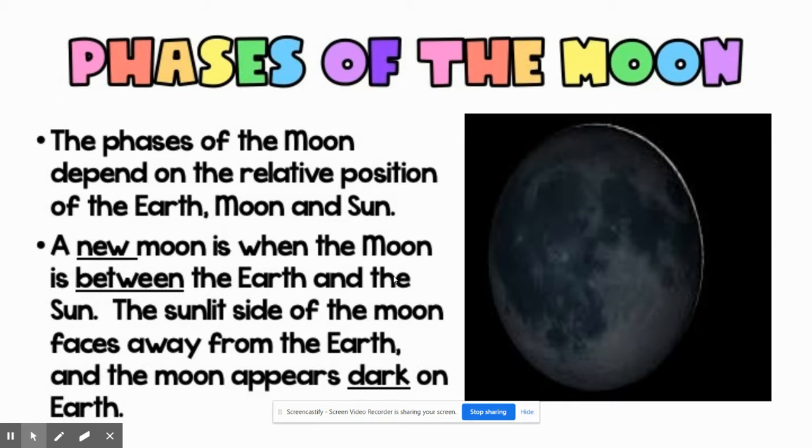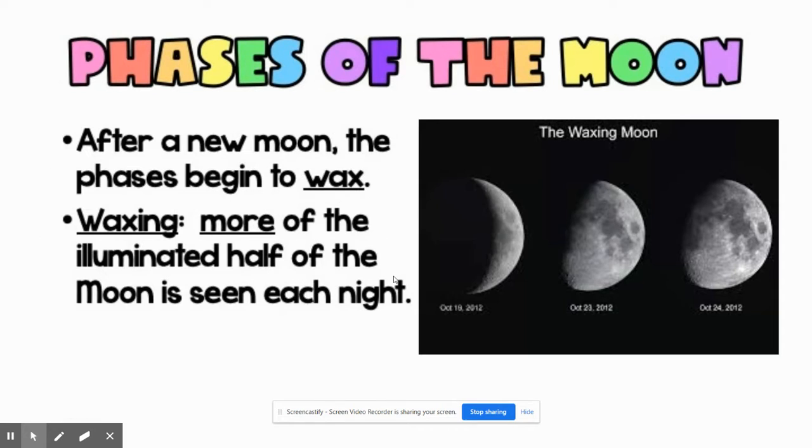The phases of the moon depend on the relative position of the Earth, moon, and sun. A new moon is when the moon is between the Earth and the sun, and the sunlit side of the moon faces away from the Earth, and the moon appears to be dark on Earth. After a new moon, the phases begin to wax. Waxing is when more of the illuminated half of the moon is seen each night. So remember, waxing, the shadow is on the left side until you get to a full moon.